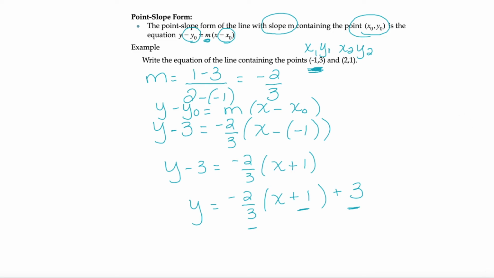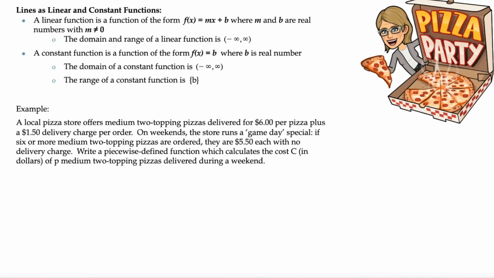The last slide puts things into perspective for us with respect to a word problem and writing it within a piecewise function.